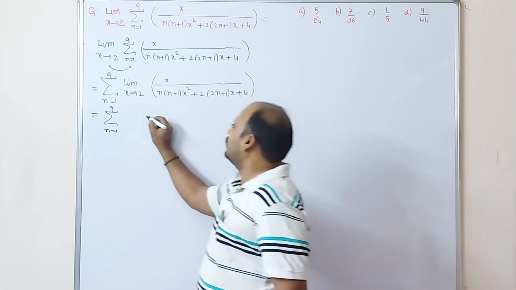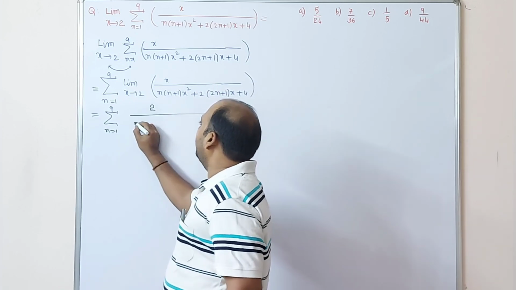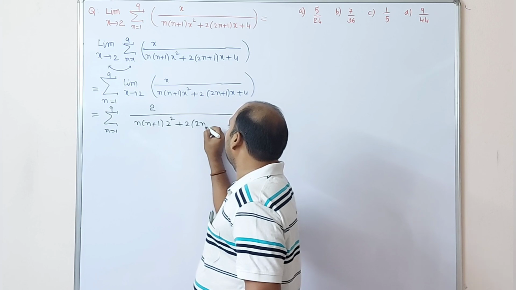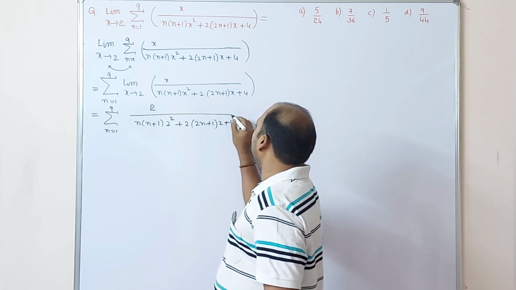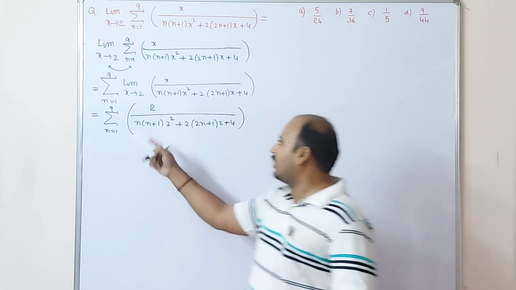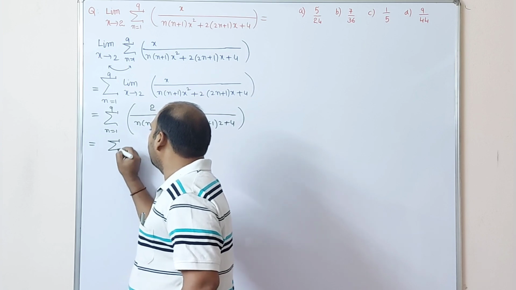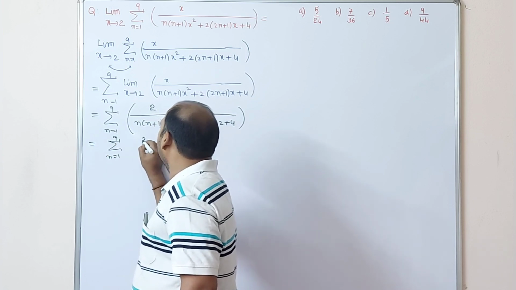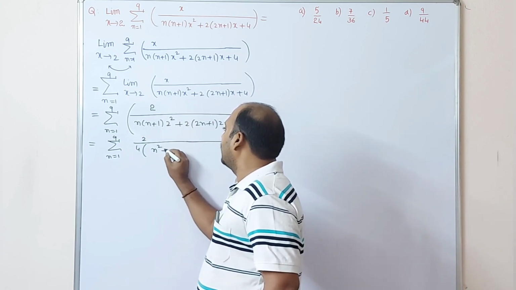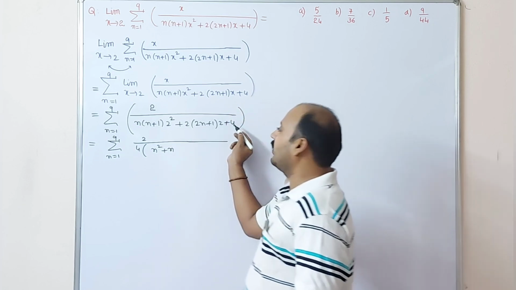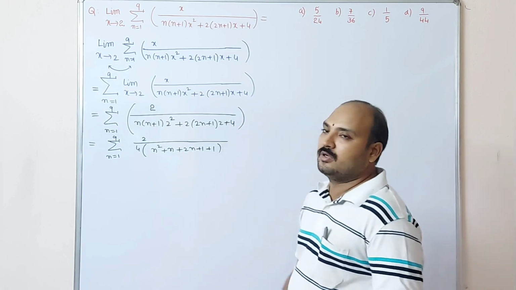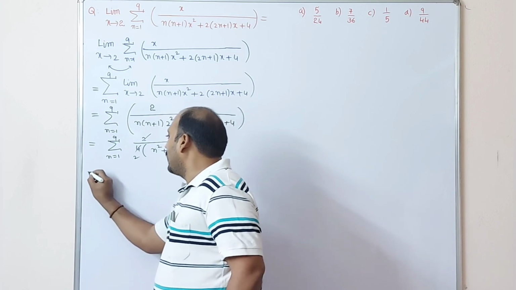X is equal to 2, substitute 2 divided by n into n plus 1 into 2 square plus 2 into 2n plus 1 into 2 plus 4. 2 square is 4, 2 2s are 4, here also 4. 4 take common from the numerator. So sigma n is equal to 1 to 9, 2 by 4 into the rest of the terms, n into n square plus 1 n. Here also 2 into 2 is 4, we can take outside, so 2n plus 1 plus 1, 4 we are taking common. So 2 1s are 2, 2 2s are 4. So 1 by 2 we can take out.